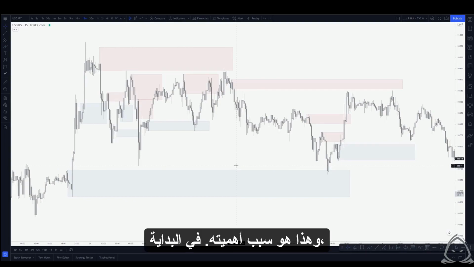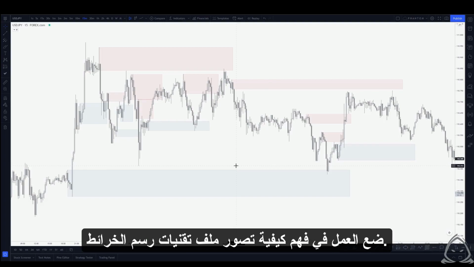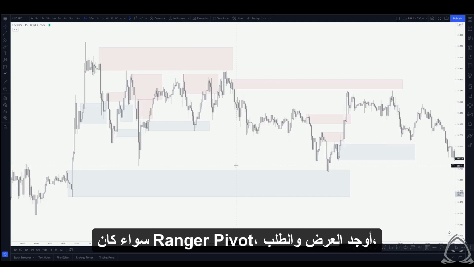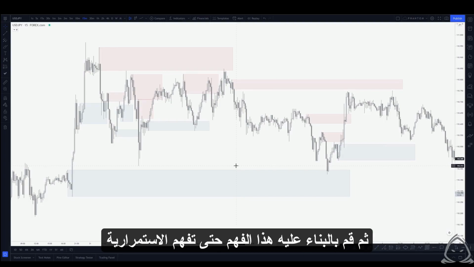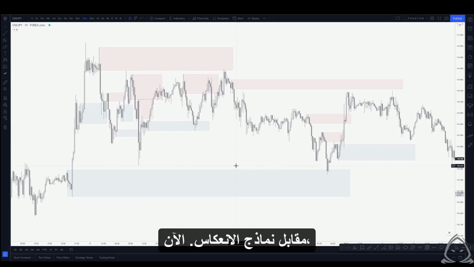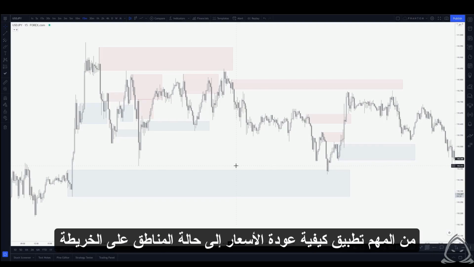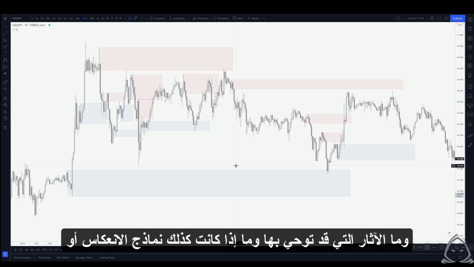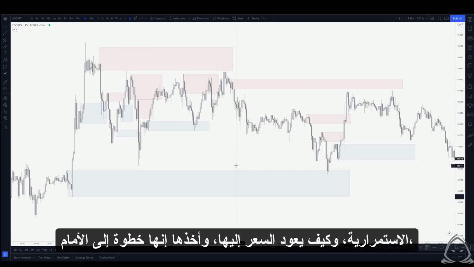But again, that's the importance of really understanding these concepts on a granular level. And that's why it's so important to initially put the work into understanding how to visualize the mapping techniques, whether it's range or pivot created supply and demand, then build on that understanding so that you understand the continuation versus the reversal models. Now it's important to apply how price is returning to how the zones are mapped and what the implications may be, as well as whether they are reversal or continuation models, and how price returns to them.